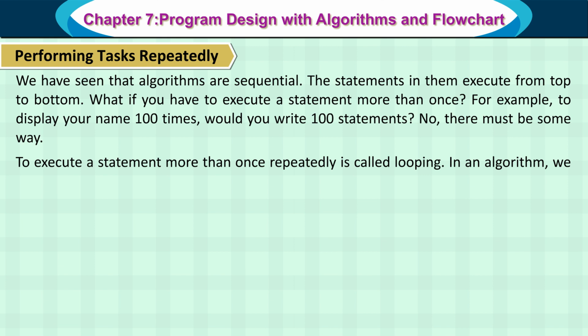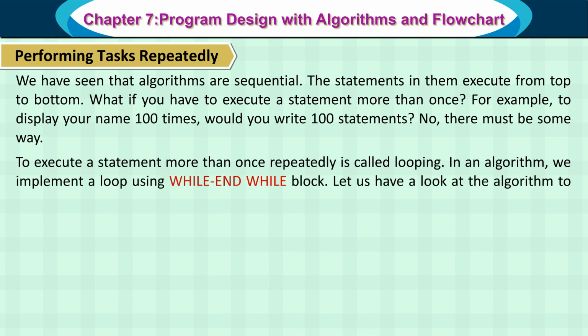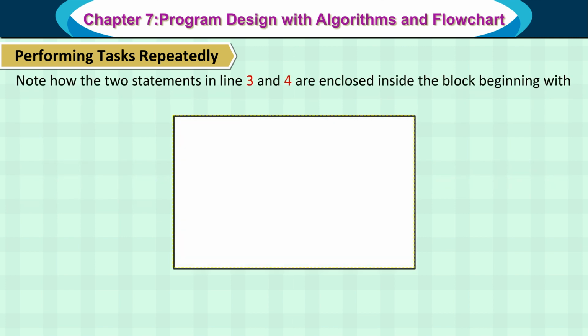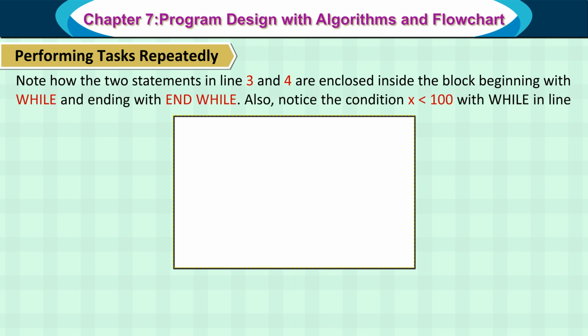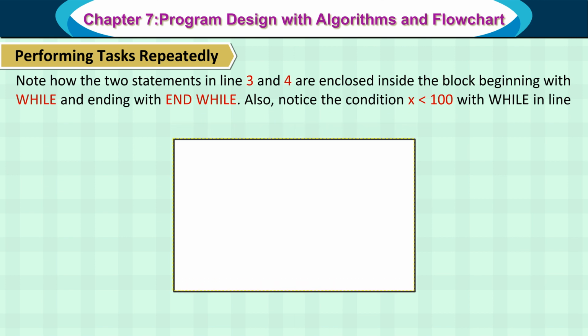In an algorithm, we implement a loop using while and end while block. Let us have a look at the algorithm to display a name, Raman, 100 times. Note how the two statements in lines 3 and 4 are enclosed inside the block, beginning with while and ending with end while. Also, notice the condition x less than 100 with while in line 2.